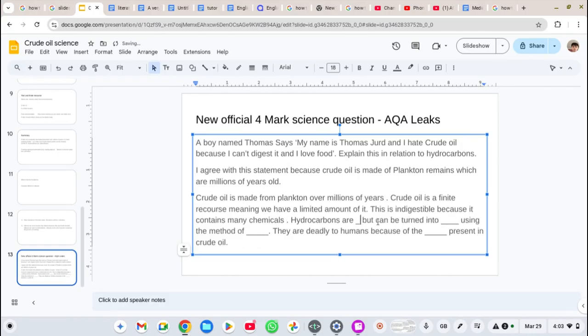Hydrocarbons are alkanes, but can be turned into alkenes using the method of cracking. They're deadly to humans because of the chemicals present in crude oil.